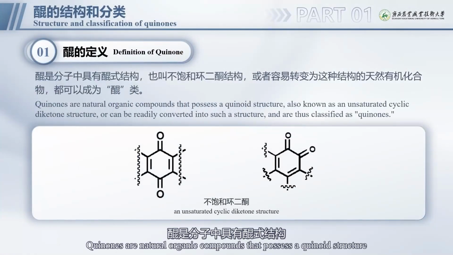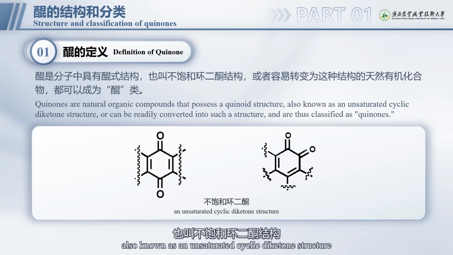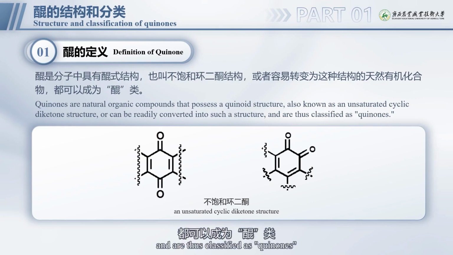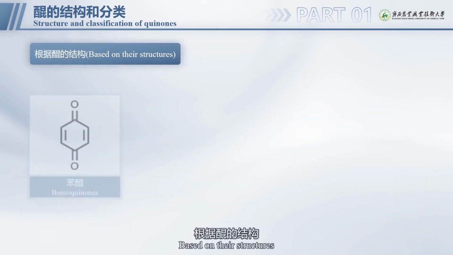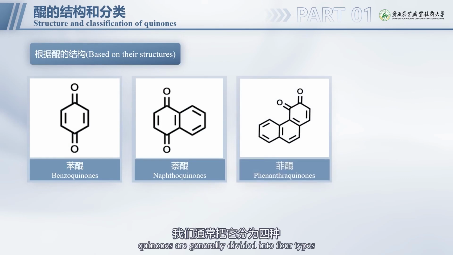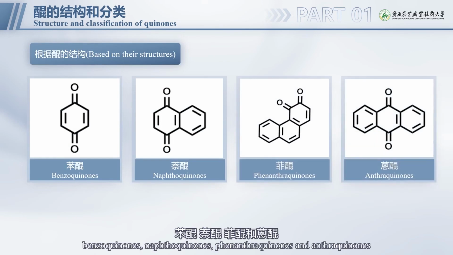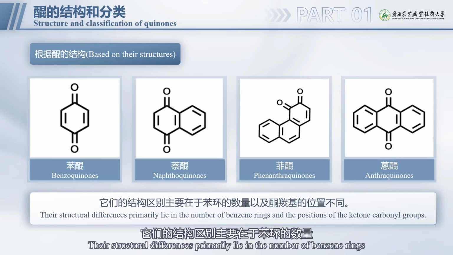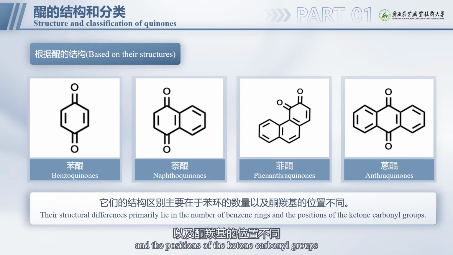Quinones are natural organic compounds that possess a quinoid structure, also known as an unsaturated cyclic diketone structure, or can be readily converted into such a structure, and are thus classified as quinones. Based on their structures, quinones are generally divided into four types: benzoquinones, naphthoquinones, phenanthraquinones, and anthraquinones. Their structural differences primarily lie in the number of benzene rings and the positions of the ketone carbonyl groups.